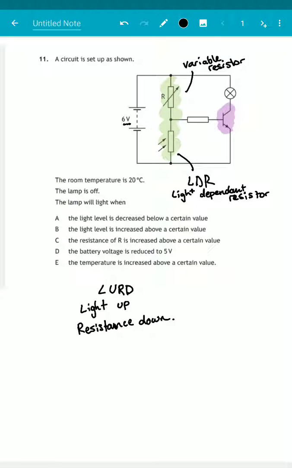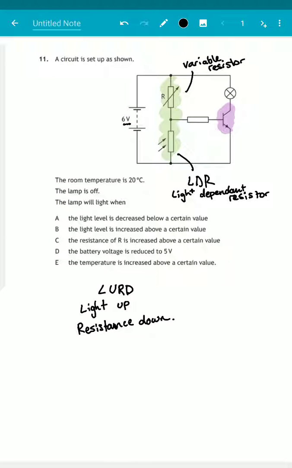Okay, and that means basically that if the light incident on that LDR goes up, the resistance value of that LDR will go down. Now the voltage divider works so that if the voltage of the bottom component goes up, the transistor will turn on. Okay, and when you look at potential dividers, the resistor with the most voltage always has the most resistance. So if light going up reduces the resistance, then it will reduce the amount of voltage inside the LDR.